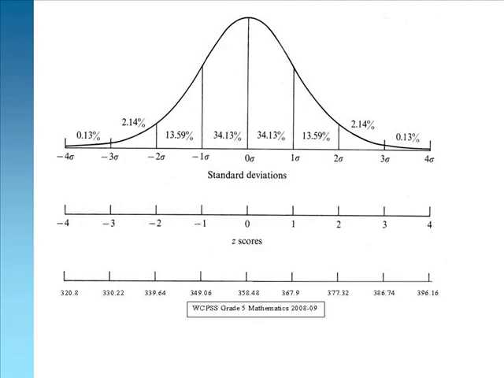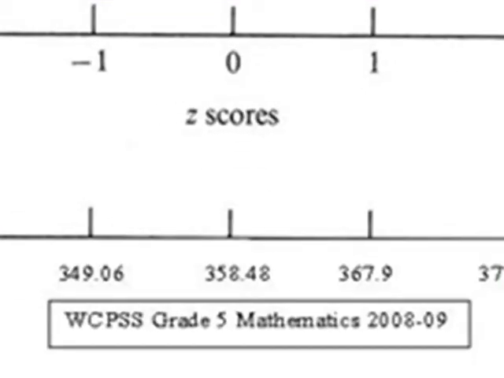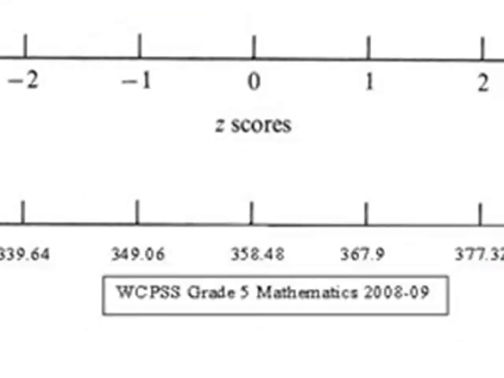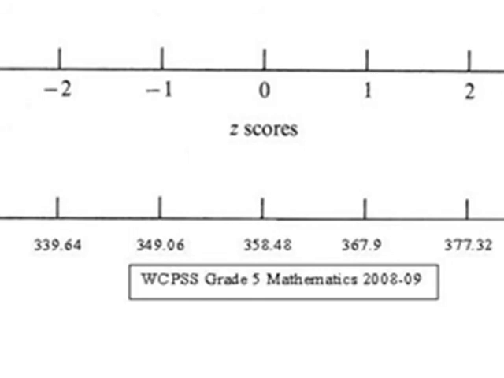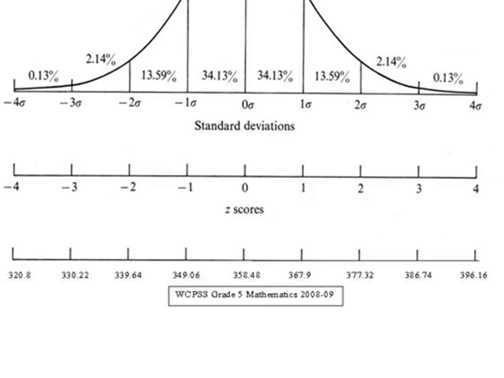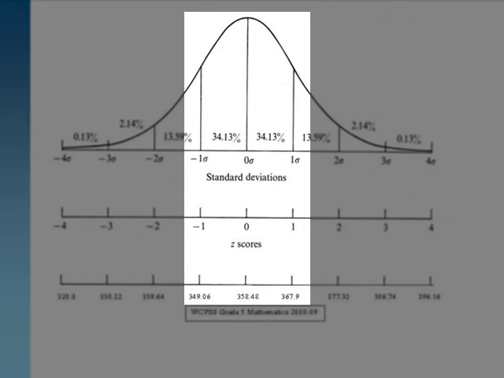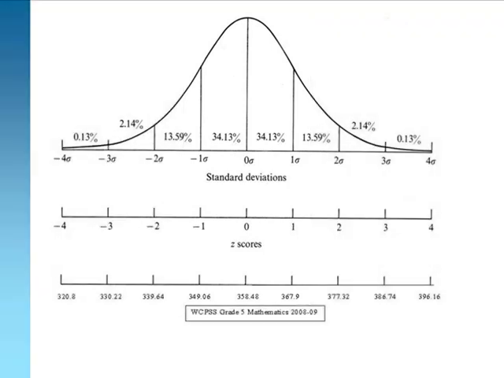This illustration shows that the mean, 358 48/100, becomes a z-score of 0. Adding and subtracting the standard deviation of 9 42/100 finds the scale scores that are associated with the z-scores -4, -3, -2, -1, 1, 2, 3, and 4. We can see that student scores between 349 and 367 9/10 are within 1 standard deviation of the mean. These are the most likely scores in Wake County Public School systems on this test.